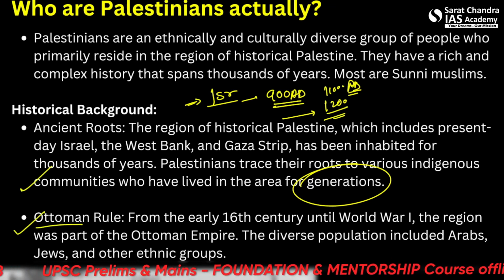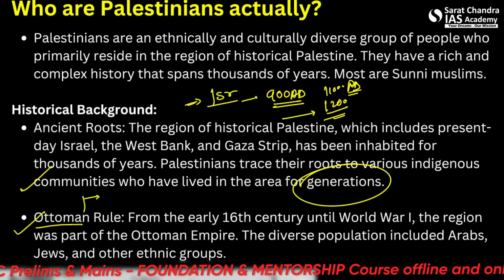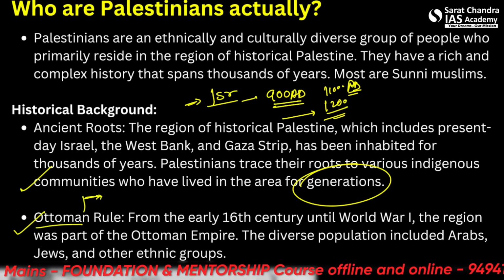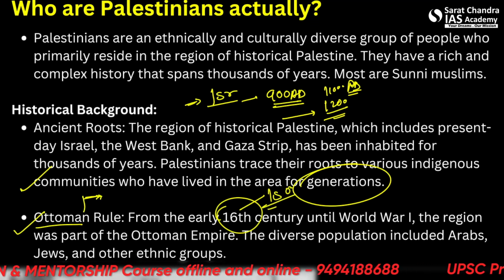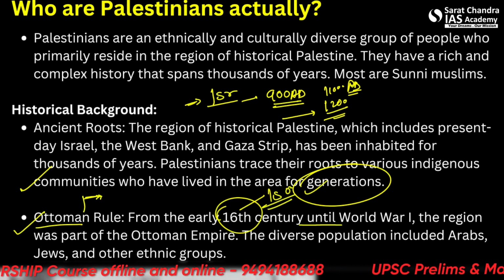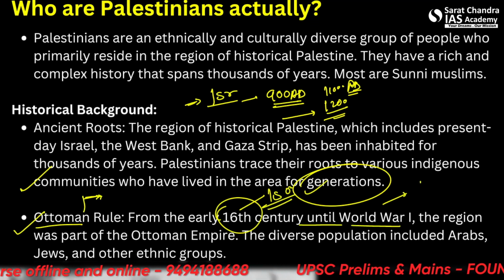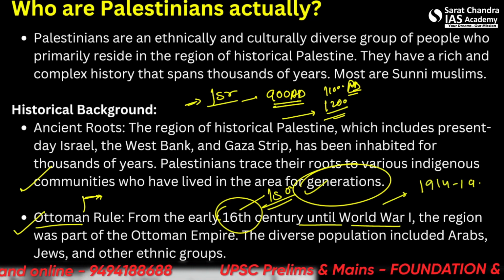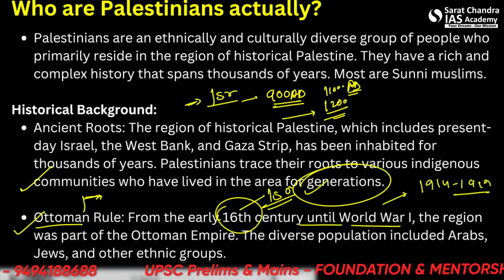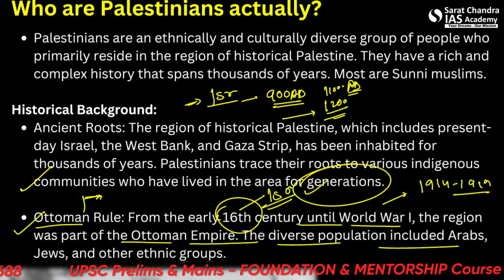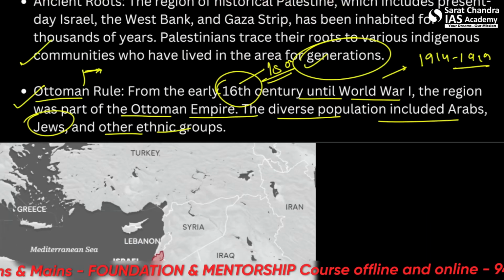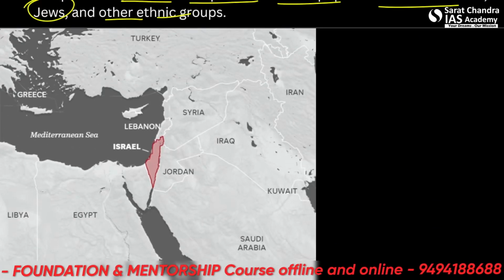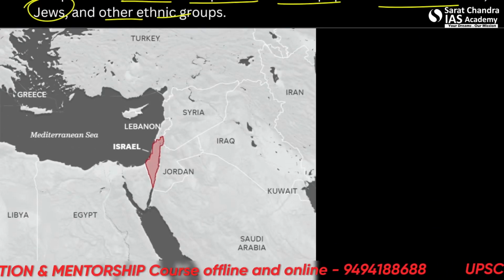The Ottoman rule also ruled over the historical territories of Palestinians. From the early 16th century, that means around 1526 or so, when Babur was ruling India, until World War I, that is 1914 to 1919, the region was part of the Ottoman Empire. The diverse population included Arabs, Jews, and other ethnic groups. Let's move forward to see the geography at present.